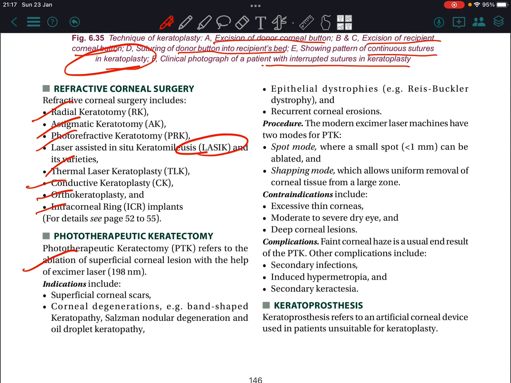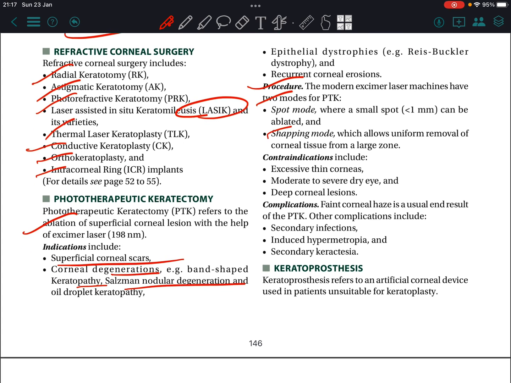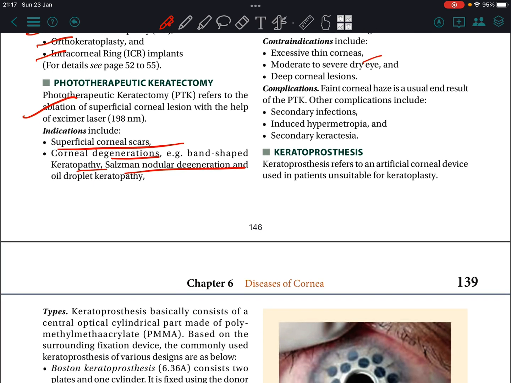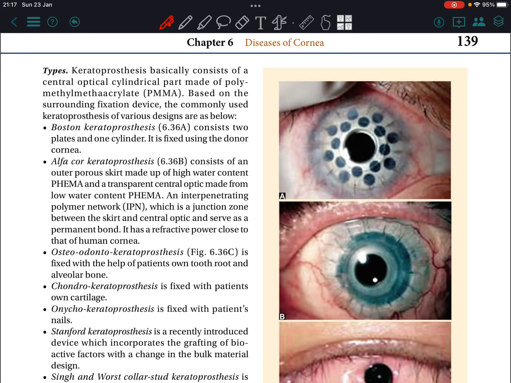Indications: superficial corneal scars, congenital scars, band shaped keratopathy, Salzmann nodular degeneration. Procedure: modern excimer laser machines have two modes of PTK. Contraindications: excessively thin corneas, moderate to severe dry eye, deep corneal lesion. Complications: secondary infection, induced hypermetropia.